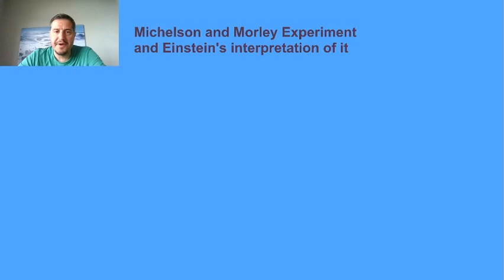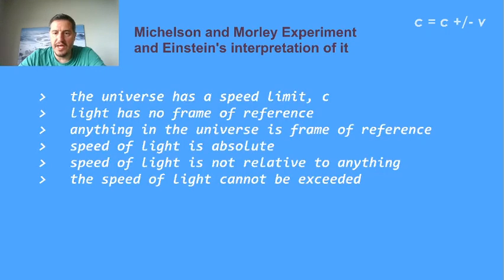So we know that in Einstein's interpretation of the Michelson-Morley experiment, the speed of the observer does not affect the measured speed of light. And mathematically, what this means is that any value added or subtracted from c will leave it unchanged. And from these equations, we can conclude that the universe has a speed limit, or light has no frame of reference, or anything in the universe is a frame of reference for light, and the speed of light is absolute.